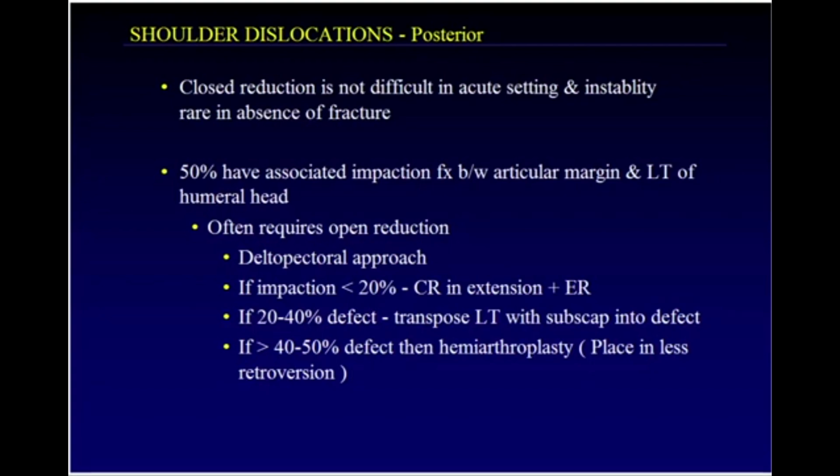If you have a 20 to 40% defect, you can transpose the lesser tuberosity with the subscapularis into the defect. If the defect is greater than 40 to 50%, then reconstruction of the humeral head is probably not the best option, and that patient should be considered for prosthetic replacement of the proximal humerus, remembering that you probably want to place the humeral component in less retroversion than you would otherwise.